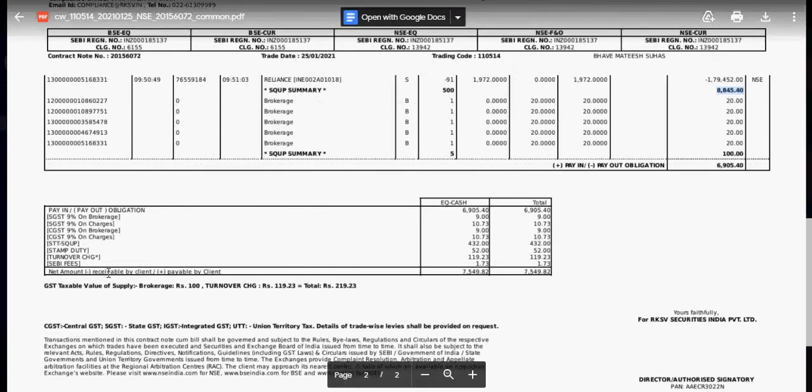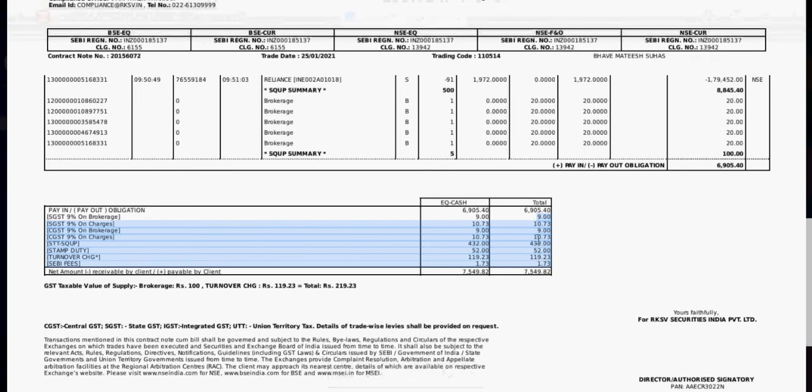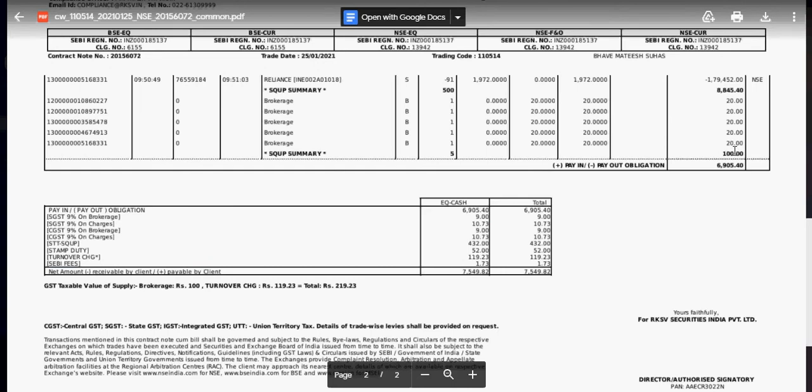The main one is the STT, which is the securities transaction tax, which is around 430 rupees, and the turnover charges, which is also 110 rupees, and 50 rupees of stamp duty. So together I paid around 600 or 650 rupees in these taxes. This is not income tax, these are just transaction taxes. This is just the taxes you pay for doing the transactions, the trades. So this was around 650 rupees, this is around 100 rupees, so I paid a total of about 750 rupees.